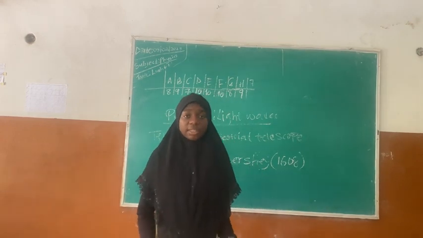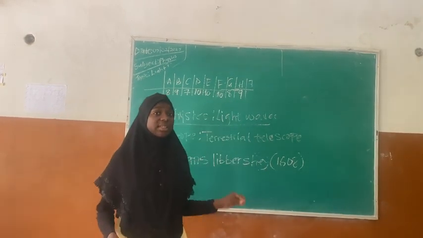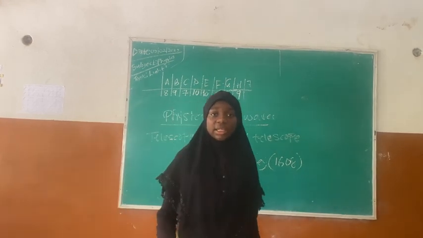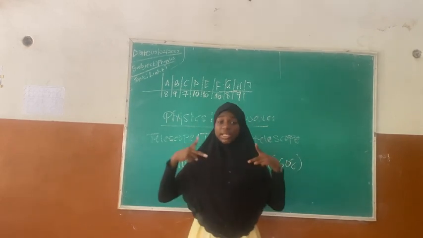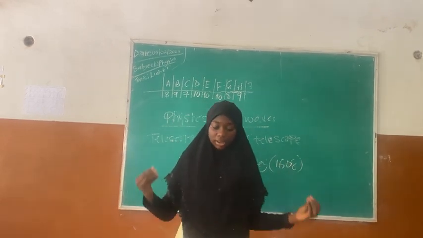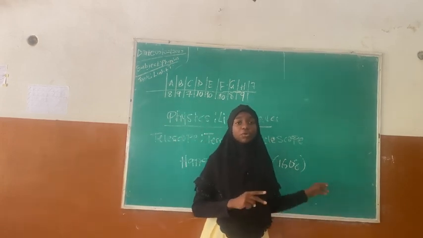Now, the types of terrestrial telescope. We have the refracting telescope. The refracting telescope uses lenses to focus light. Then we have the binocular telescope. The binocular telescope uses two telescopes. Then we have the reflecting telescope. The reflecting telescope uses mirrors to focus light.